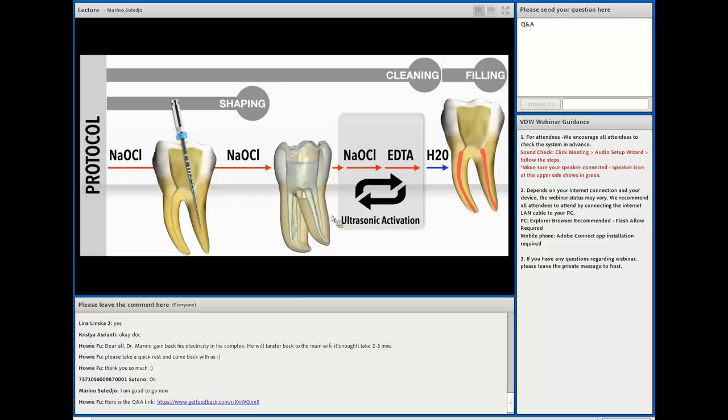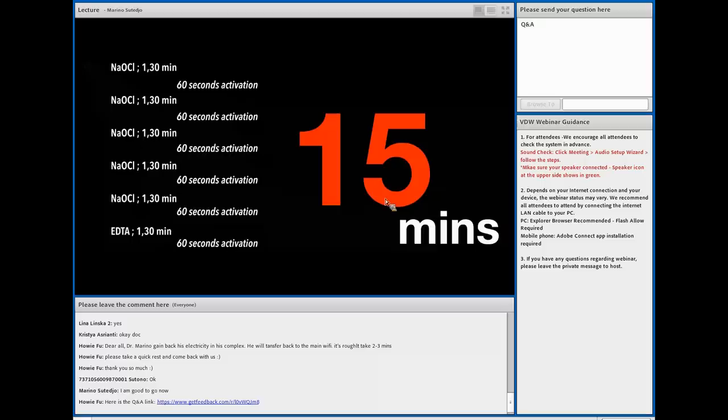Now it's time for us to enter the cleaning protocols. What I usually use, I will definitely use my sodium hypochlorite in conjunction with the EDTA, and I try to activate it with ultrasonic or sonic activation. After that, I'm going to flush everything out with my saline solution, and then I'm ready to do my obturation. So here is what I can give as, let's say, not the best protocol, but the standard or classic protocol that we can use in our irrigation protocol.